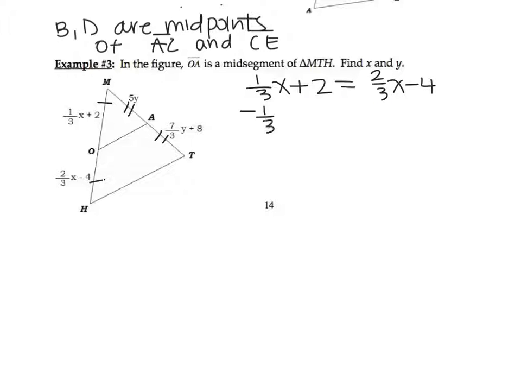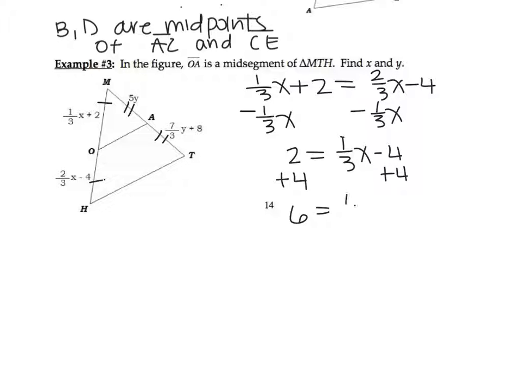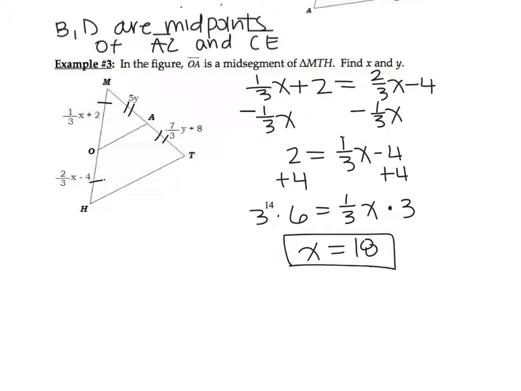So I'm going to subtract 1/3 X from both sides. So we get 2 equals, well, 2/3 minus 1/3 is like fractions, so we end up with 1/3 X. And we add 4 to both sides. We get 6 equals 1/3 X. To finish solving for X, we multiply both sides by 3, and we get that X equals 18.